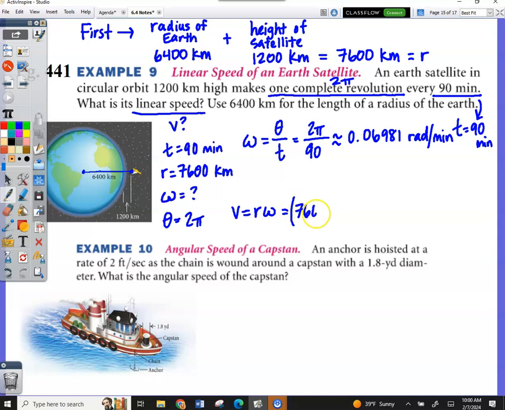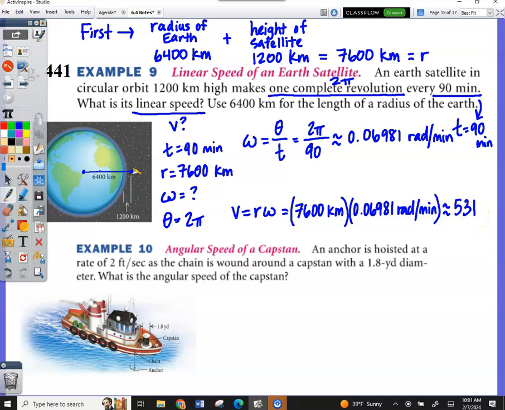The radius was 7,600 kilometers. And I'm pulling down omega, which was this, right? So 7,600 times 0.06981, or that decimal answer. Did you get 530? We're going to go to the nearest whole number on this answer. Yeah, 530. It would be 531. Is it? Yeah. Okay. So I'm going to put approximately 531.